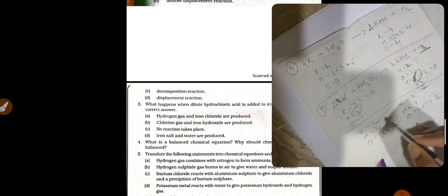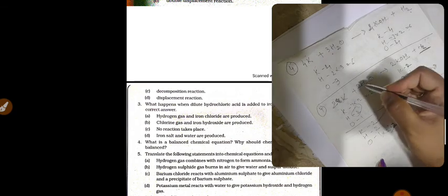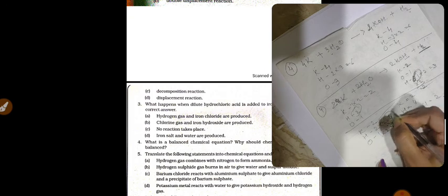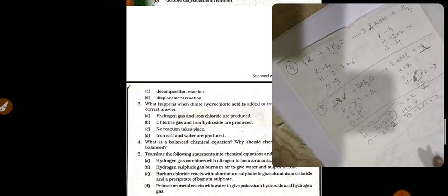This is balanced. Now we need to balance this. So hydrogen 4 on this side, hydrogen 4 on that side. Now it is balanced.